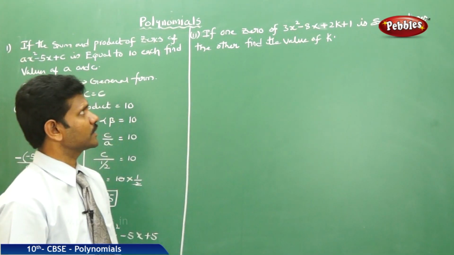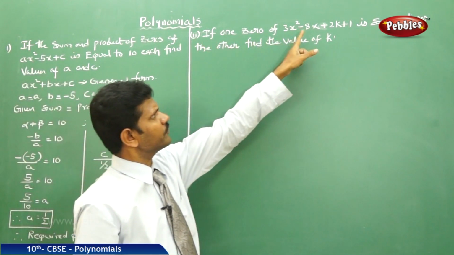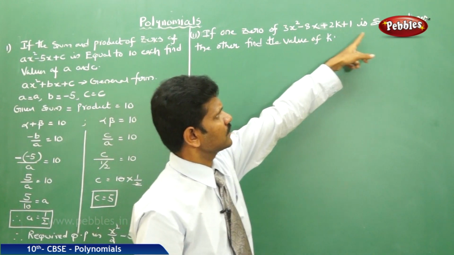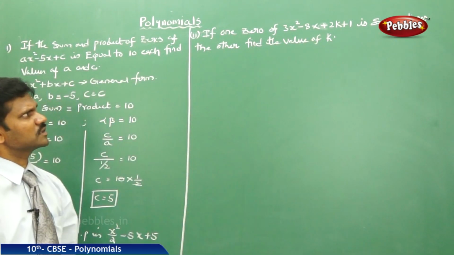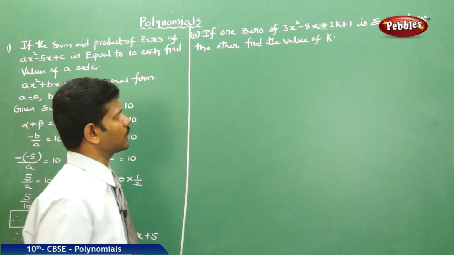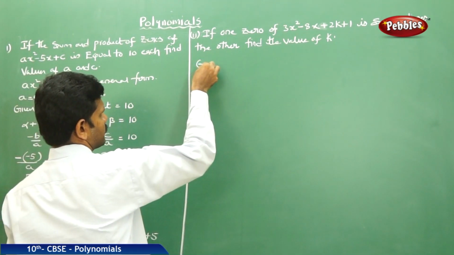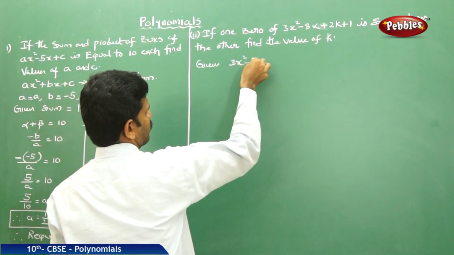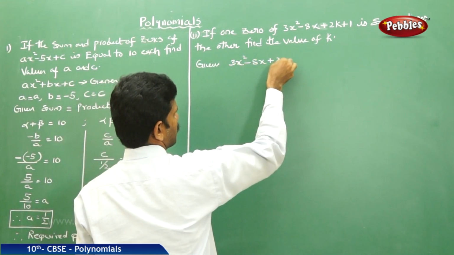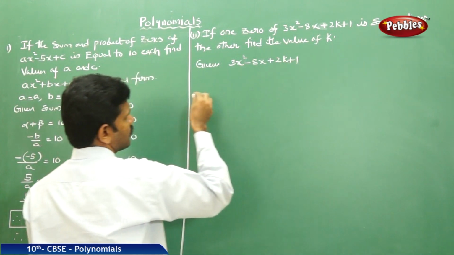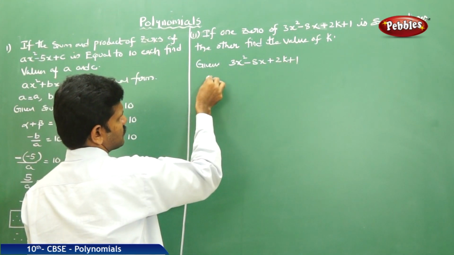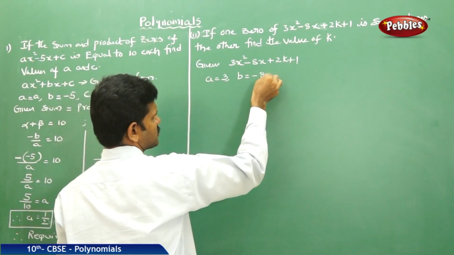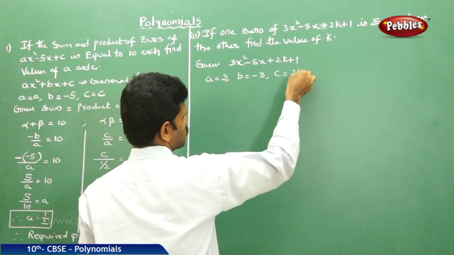Welcome to the second question. If one zero of 3x square minus 8x plus 2k plus 1 is 7 times the other, then find the value of k. That is, first given 3x square minus 8x plus 2k plus 1. Now identify the coefficients. The a value is 3, the b value is minus 8, the c value is 2k plus 1.